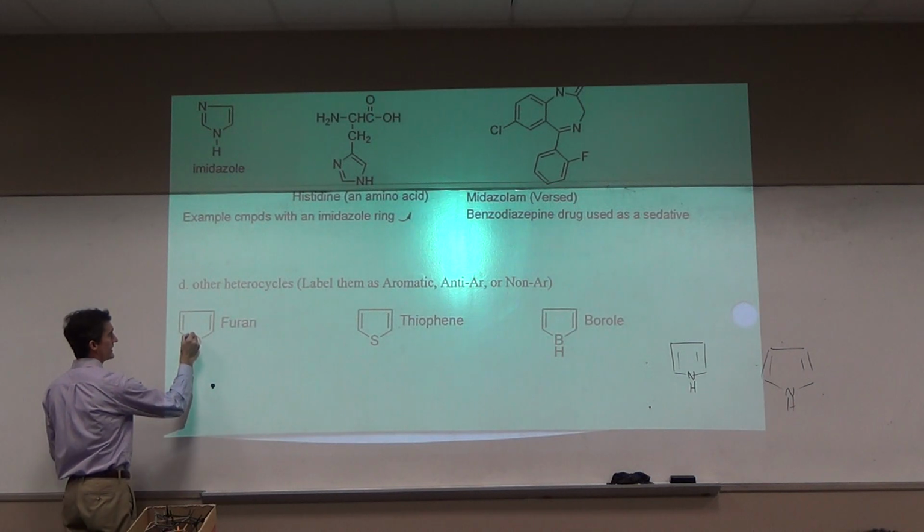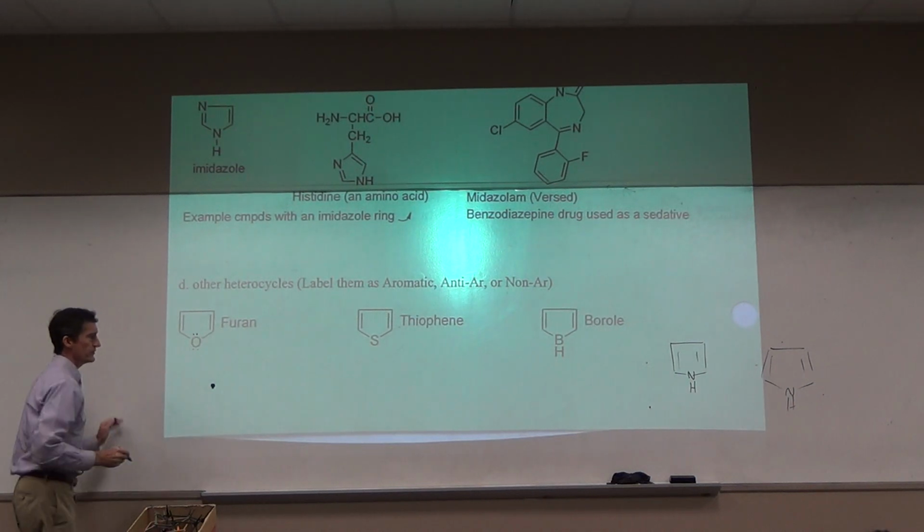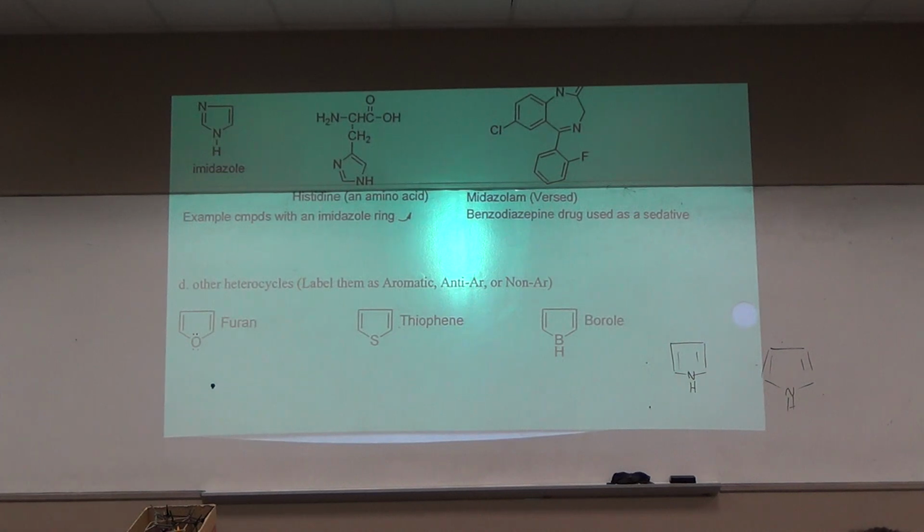Furan. Well, oxygen has two lone pairs. What do we get for furan? Aromatic, anti-aromatic, or non? Aromatic. Why is it aromatic? It has 4n plus 2, 6 pi electrons. It has 6 pi electrons, yes.